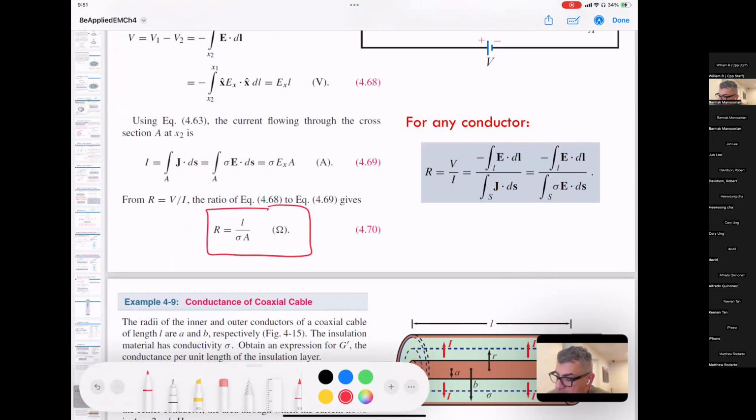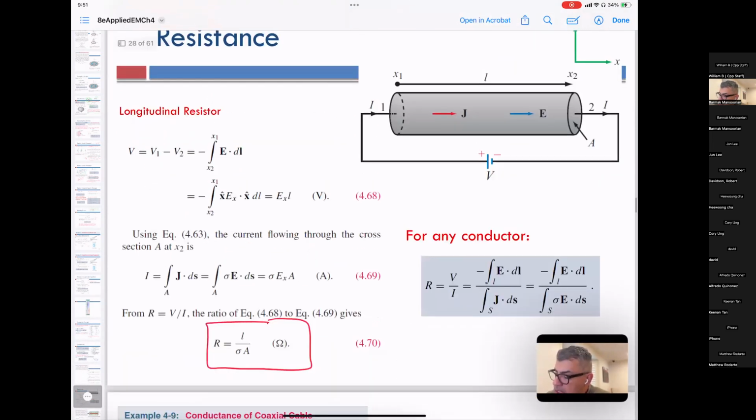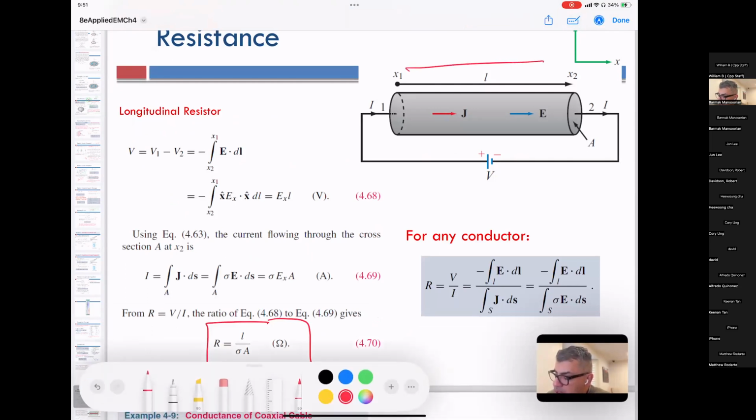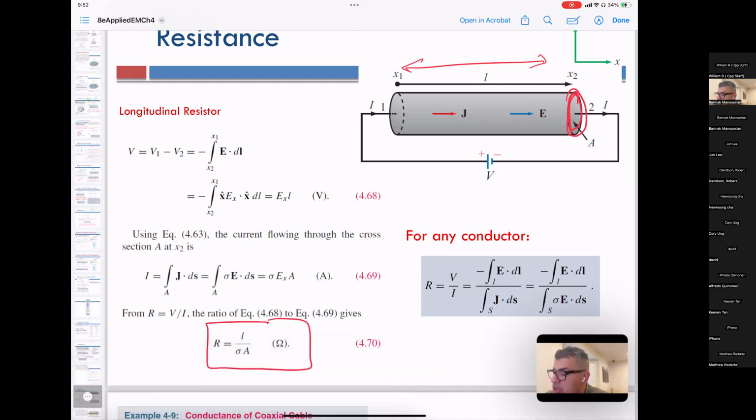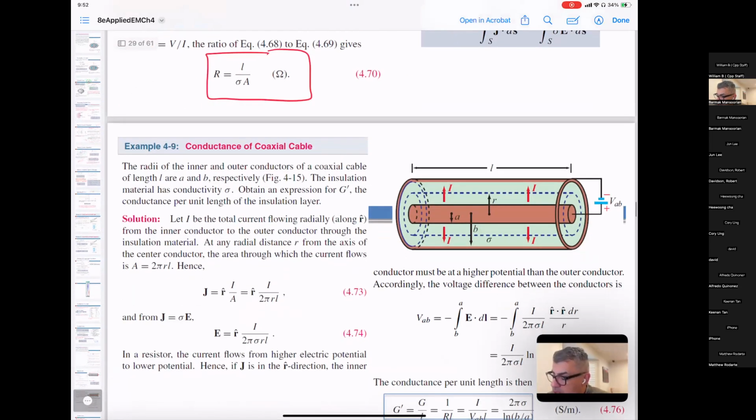Resistance is proportional to the length of a wire, is how I look at this. So it's proportional. L is the length here. So the longer your wire is, the higher your resistance, and it's inversely proportional to the wire or conductor area, surface area, and is inversely proportional to the conductivity. So the higher your conductivity, the lower the resistance of a wire.